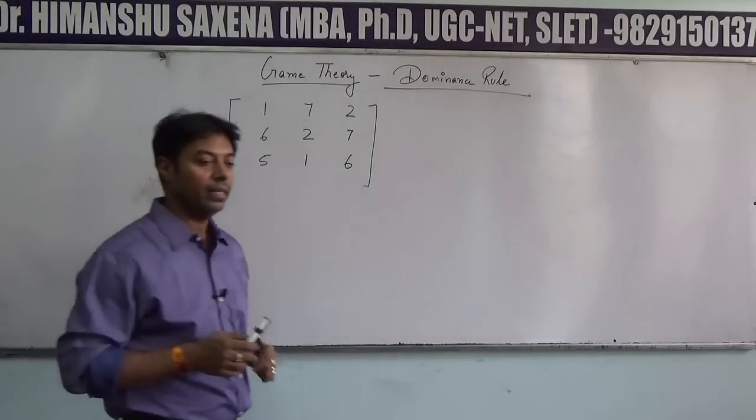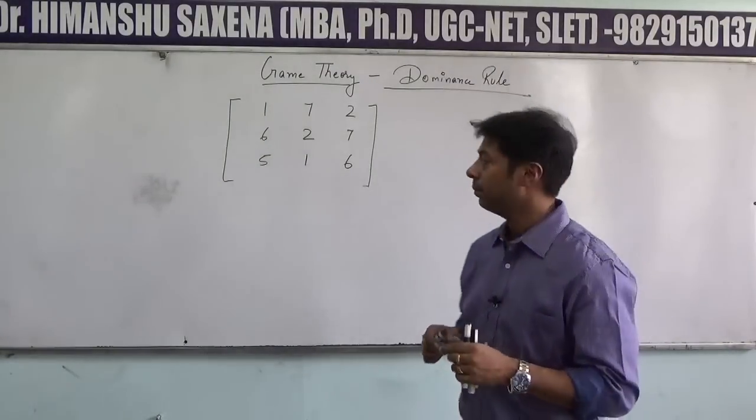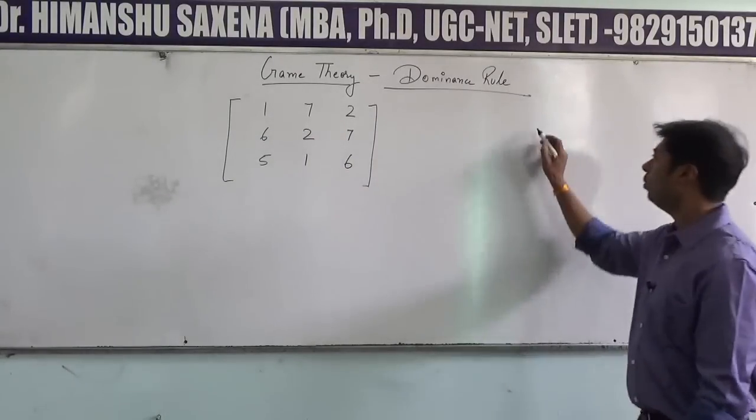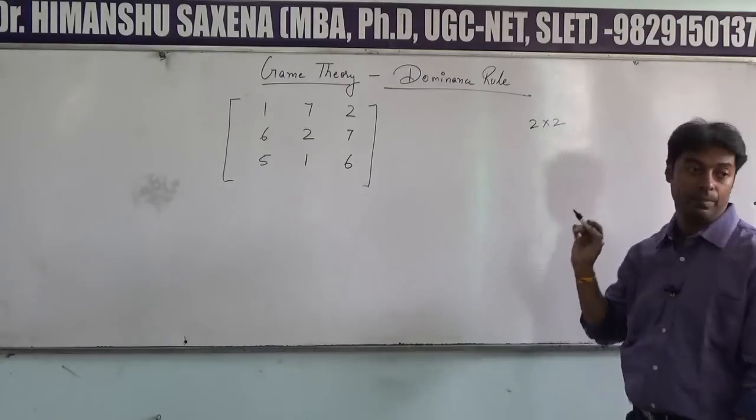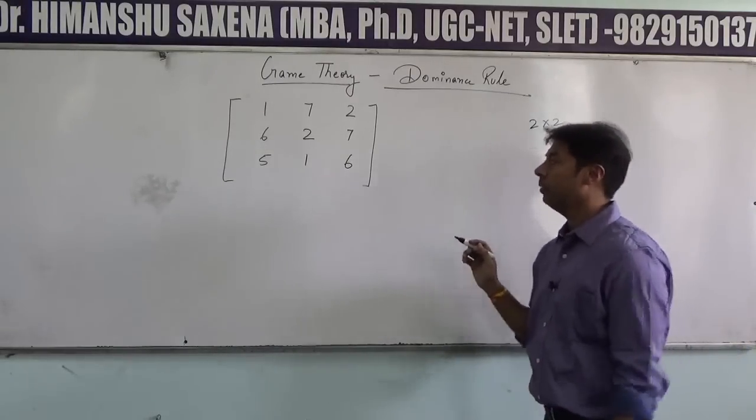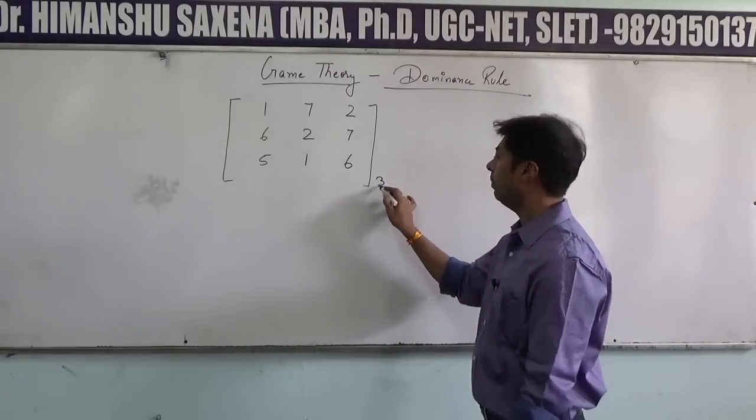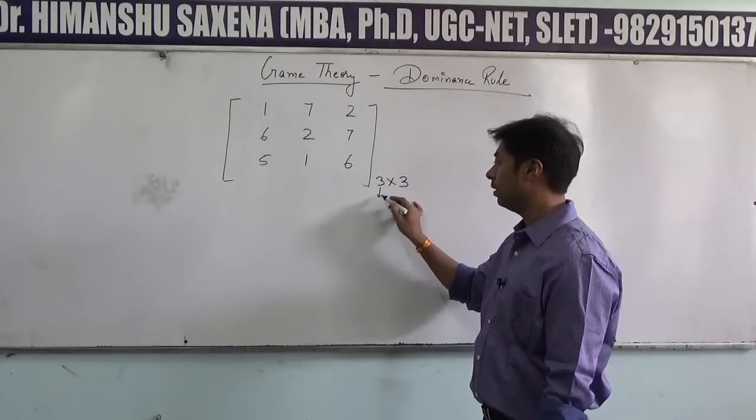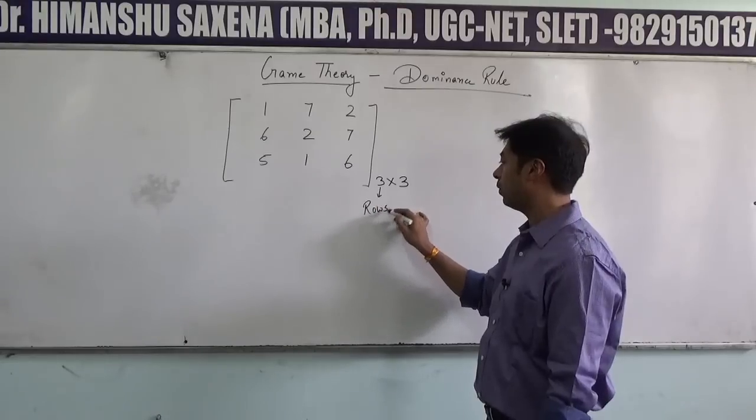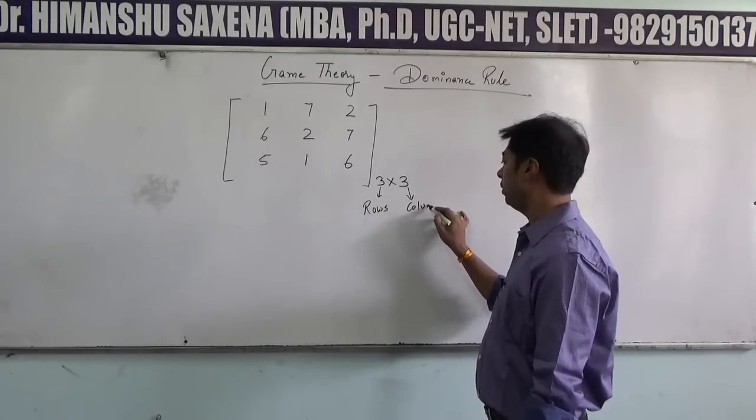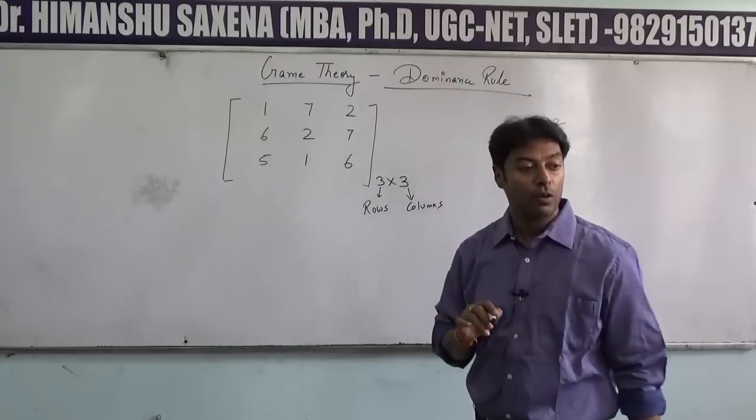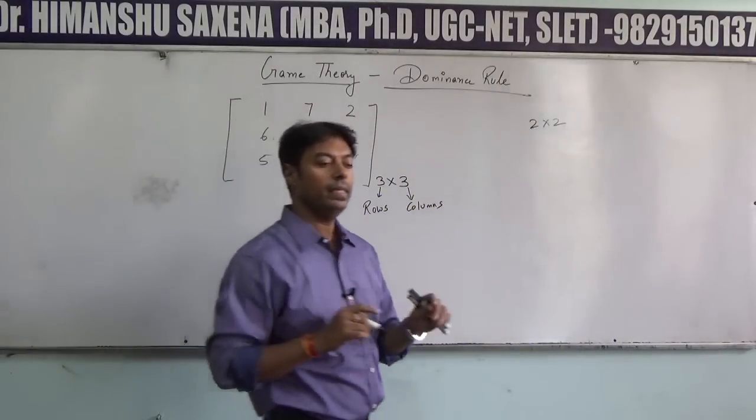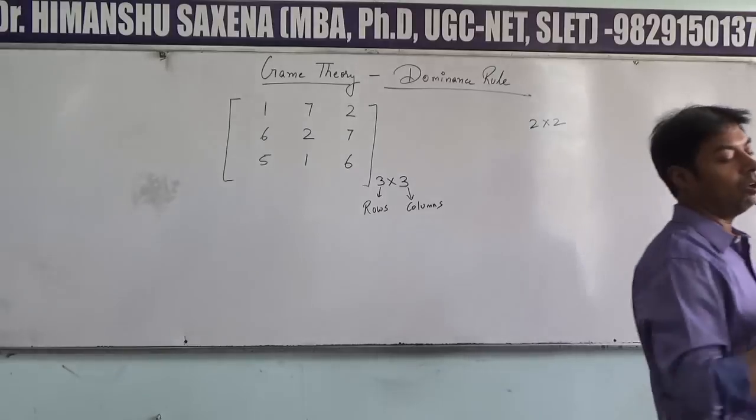Now the objective of dominance rule will be to reduce a bigger game into a 2 by 2 game. Right? Our task will be to reduce a bigger game. This game is of the order 3 cross 3. Right? The first number is indicative of the number of rows and the second number is indicating the number of columns. So this is a bigger game having an order of 3 rows as well as 3 columns.